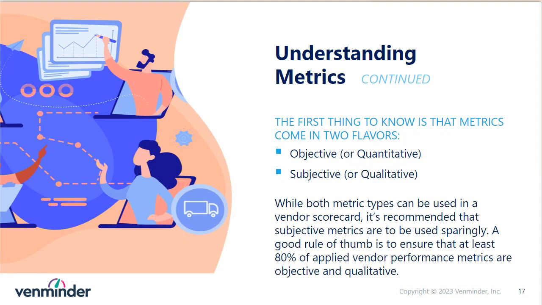Now, the first thing I want to point out is that metrics come in two flavors. They're either objective or subjective. I'm going to get into more detail about each type in just a minute, but it's important to understand that both types of metrics are valid and both can be used when evaluating vendor performance. However, we should always ensure that objective or quantitative metrics account for most of our performance management. And let's learn more about them to understand why that is the case.